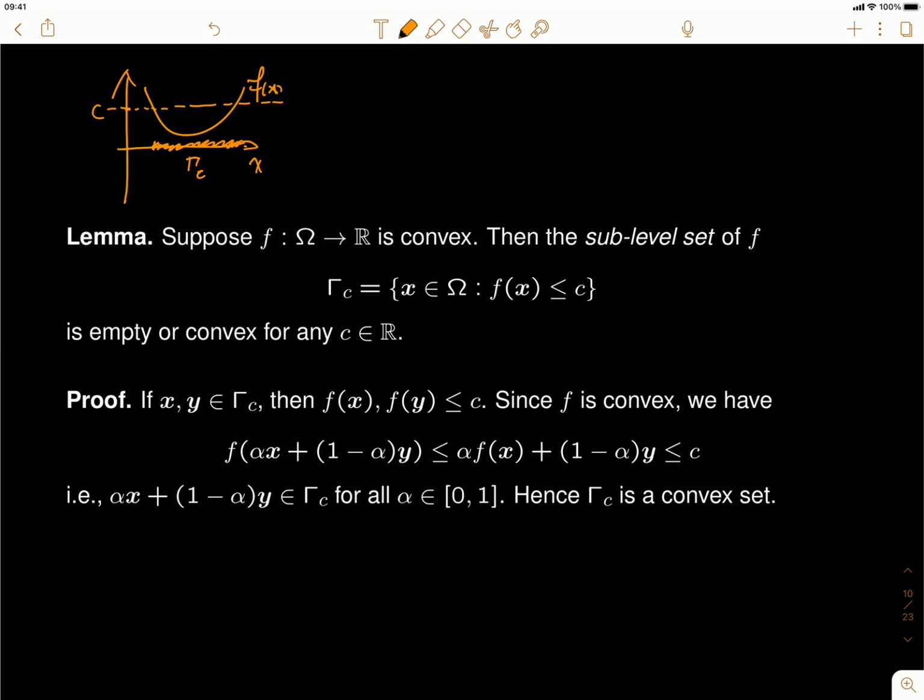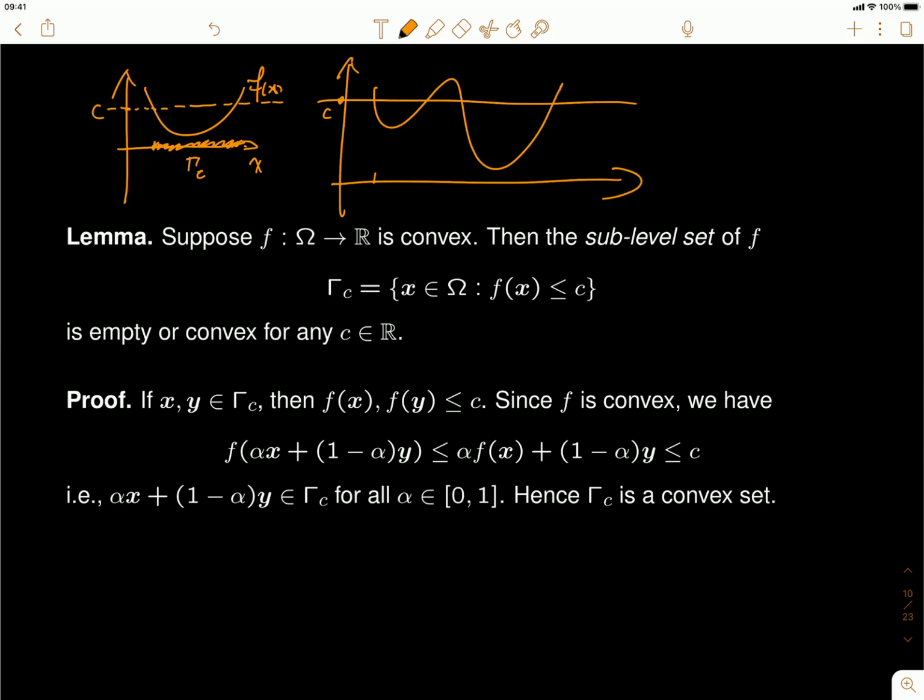It will not be convex if the function is not a convex function. This gamma c will not be a convex set if the function f is not a convex function. For example, if f is like that, and then I draw the c here, then you can see the gamma c is this area together with this area. So that gamma c must be non-convex for some c. In this case, if you draw c here, it's still a convex set, but if you draw c here, you find a non-convex set. The gamma c will be non-convex.